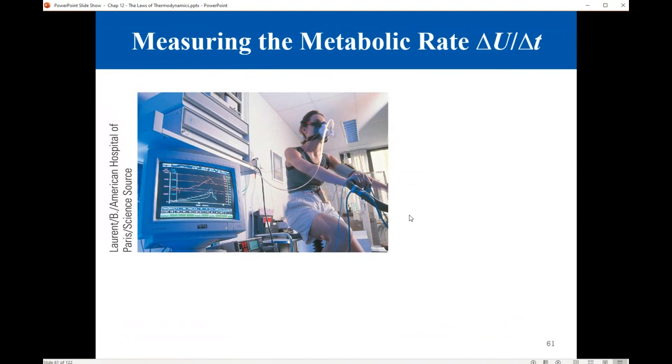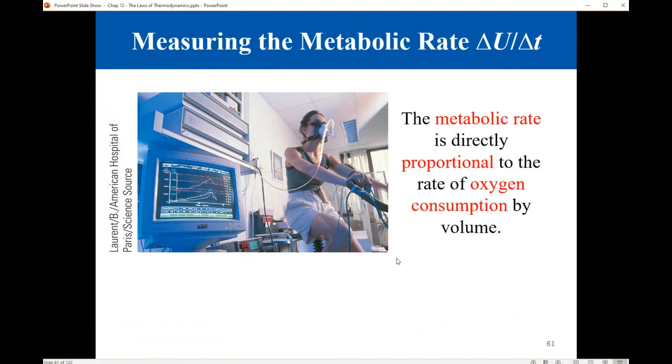This leads us to talk a little bit about the metabolic rate, which is proportional directly to the rate of oxygen consumption by volume. We may write the metabolic rate, delta U by delta T, in terms of the oxygen consumption here, using this formula, 4.8. This is the proportionality constant, delta V oxygen divided by delta T.